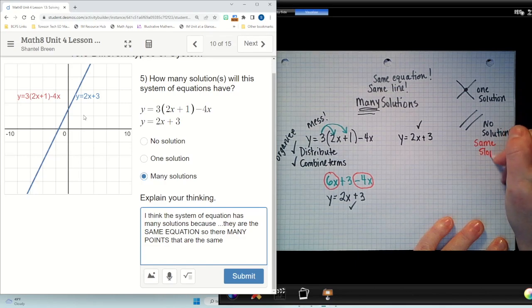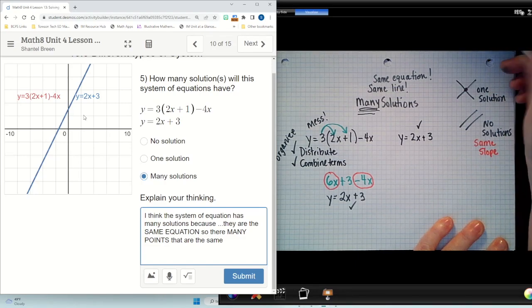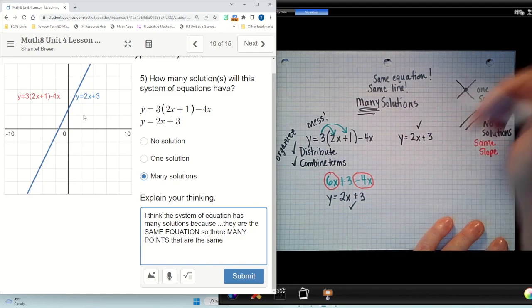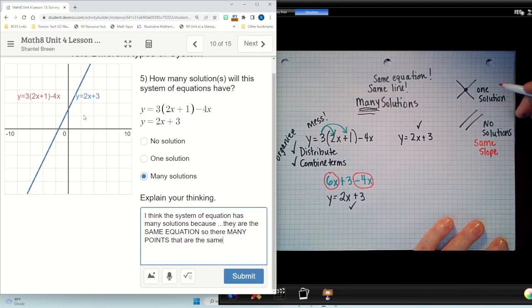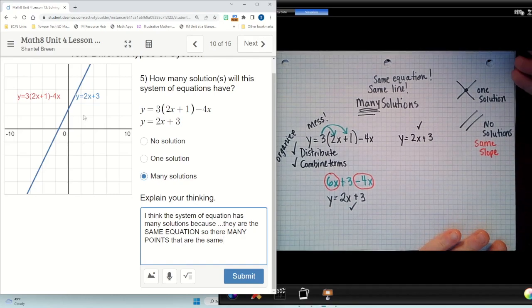So they're parallel. And one solution means the lines are not anything the same. They don't have the same slope and they're not the same equation. They're just two different equations. They will intersect all the time. They will always intersect at some point. And that's where you use the math to try to figure out where they intersect. Okay?